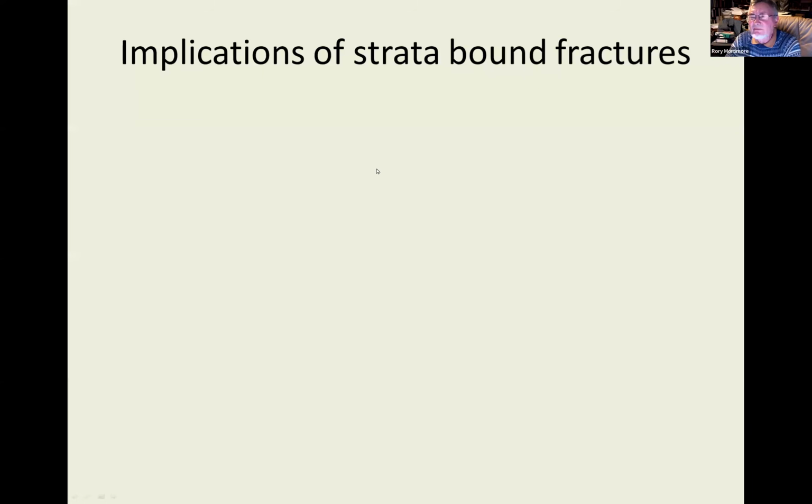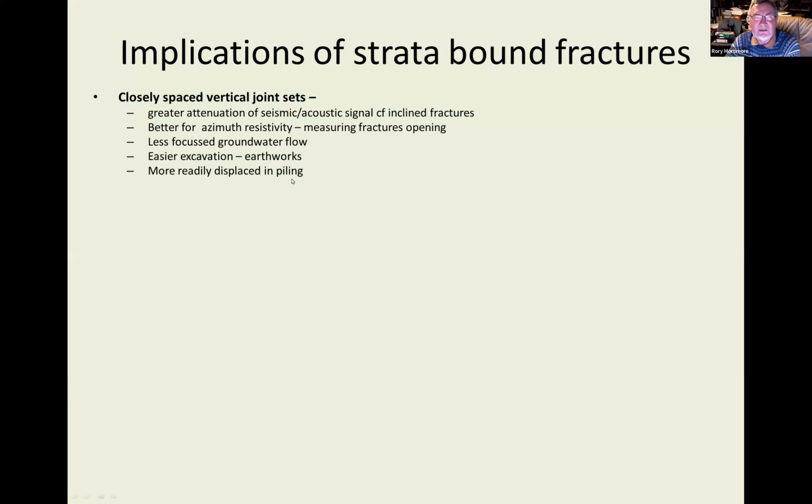The implications of these strata-bound fractures are many. Let's just give you a few. Where you've got closely spaced vertical joint sets, and you're looking at doing seismic studies on fracturing the ground surface or whatever, you're getting greater attenuation of seismic and acoustic signal in the inclined fractures compared to the vertical fractures, because you've got more airspace between the vertical fractures.